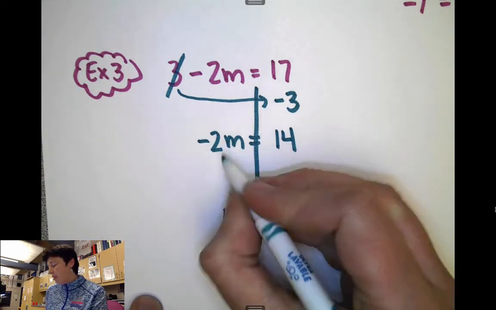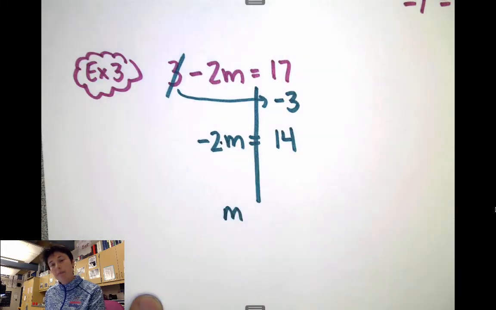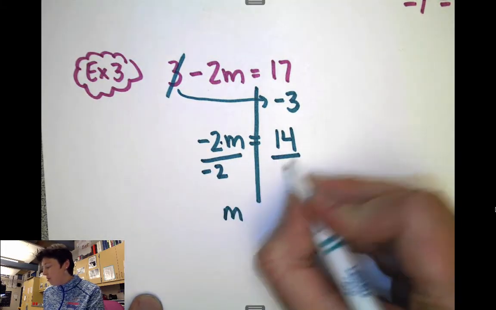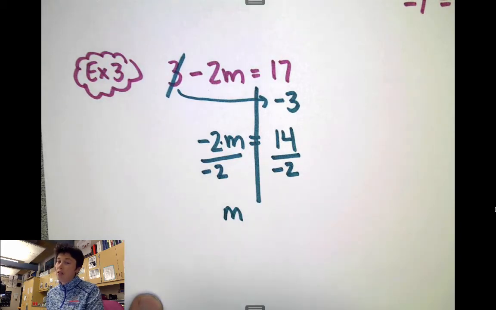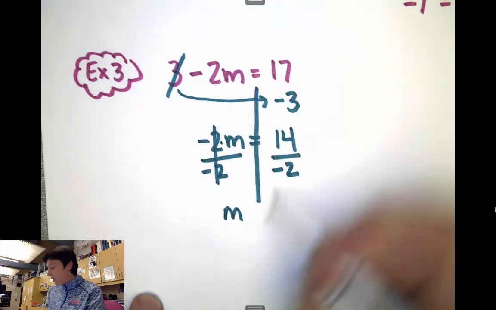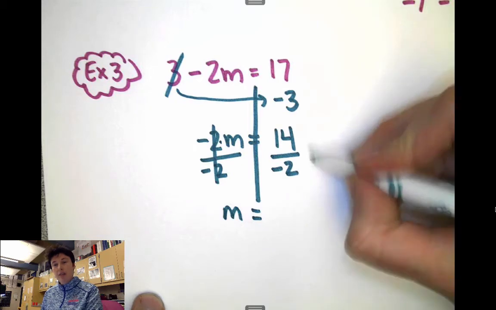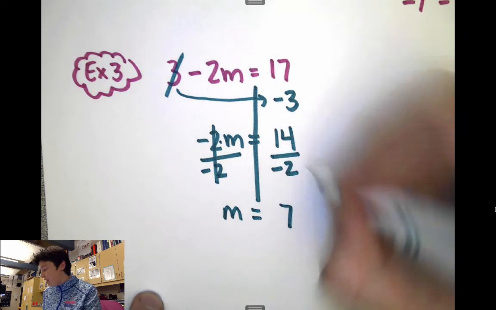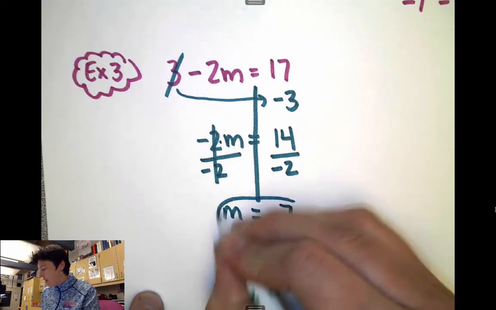So typically this means negative 2 times m. So I'm going to divide it away. I'm going to divide by a negative 2 on both sides. Not just a 2, but a negative 2. So m is going to equal 14 divided by 2. Well, that's 7. And a positive divided by a negative is a negative 7. There's my answer, negative 7.